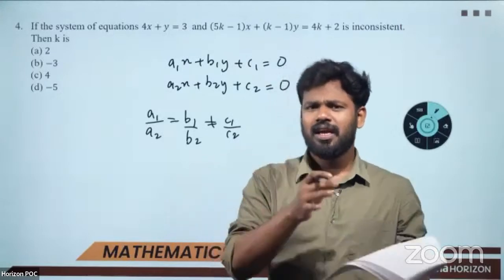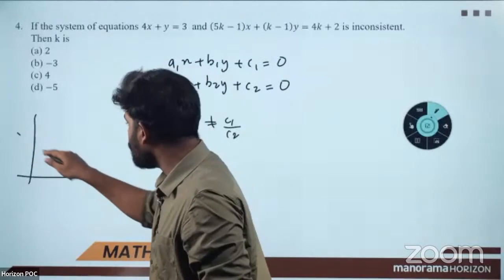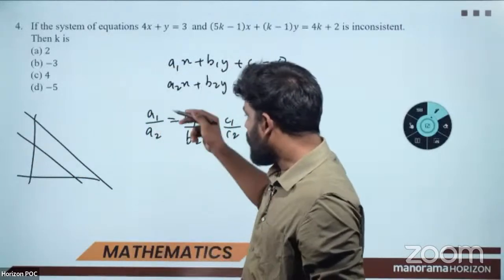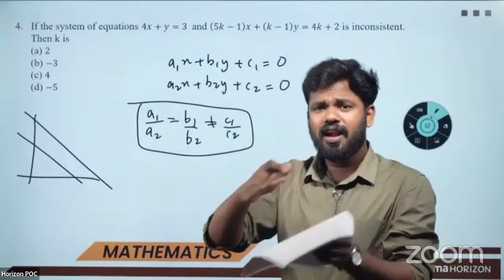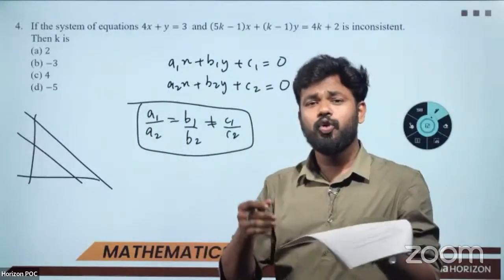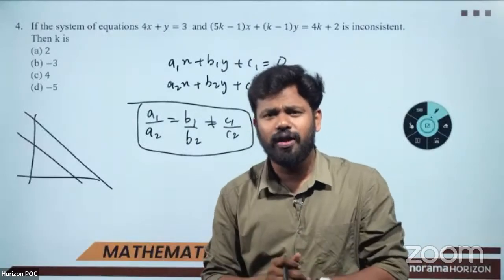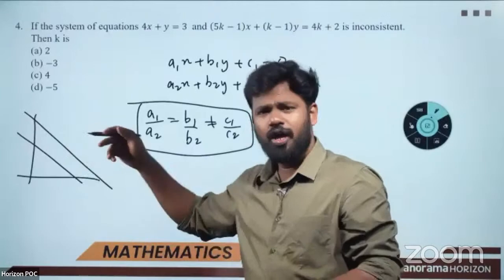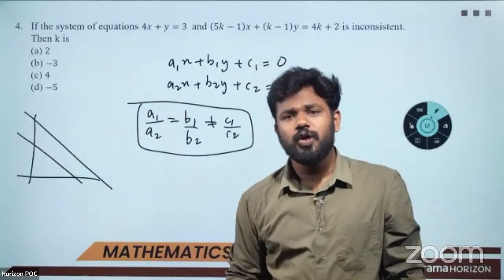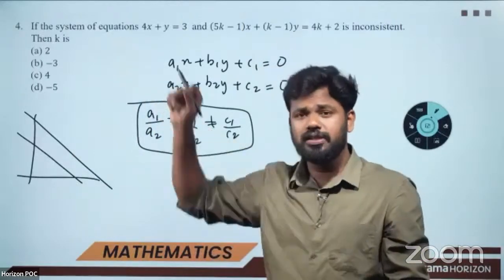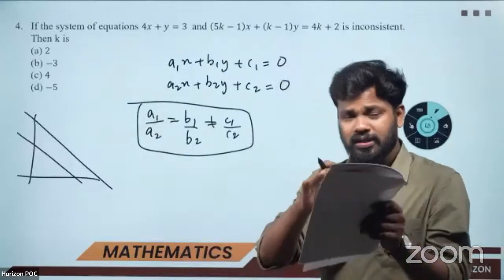Remember what this graph might look like? We have studied that also. The graph will look like two parallel lines. Because of this inconsistent condition, the graph of the two lines will be two parallel lines. When they are parallel, will there be any intersection point? Are they meeting at some point? No, they're not meeting at any point. Since they're not meeting at any point, is there a particular solution for those equations? There is no solution for those equations, because they are parallel.